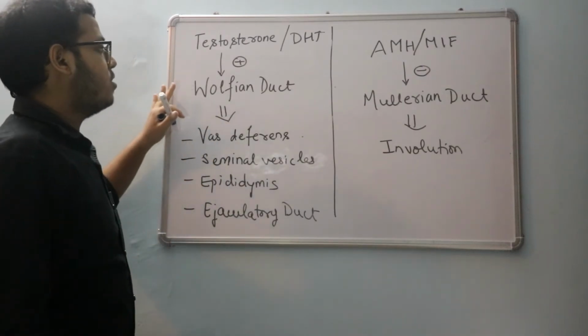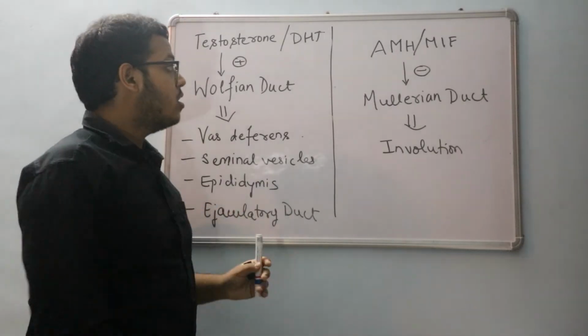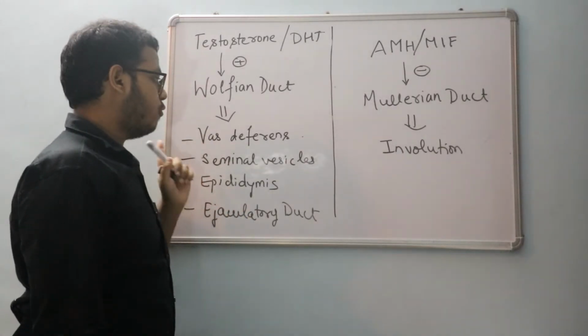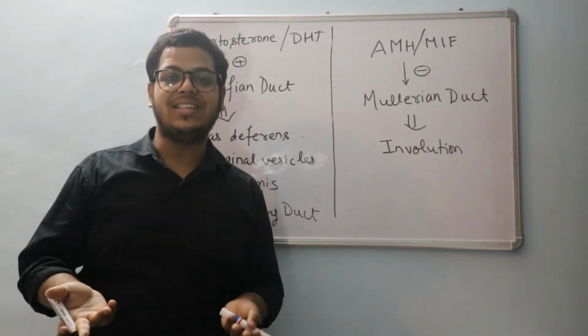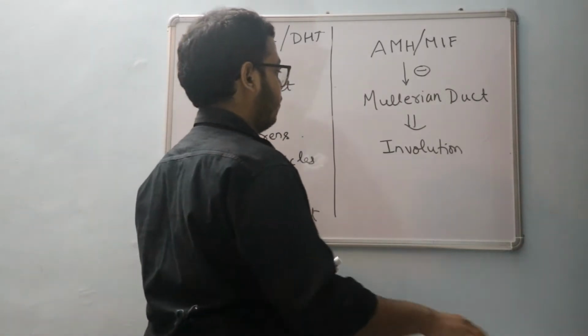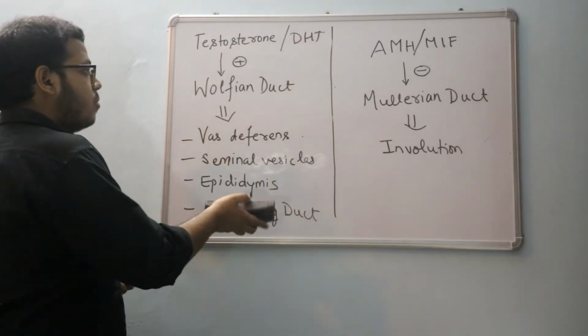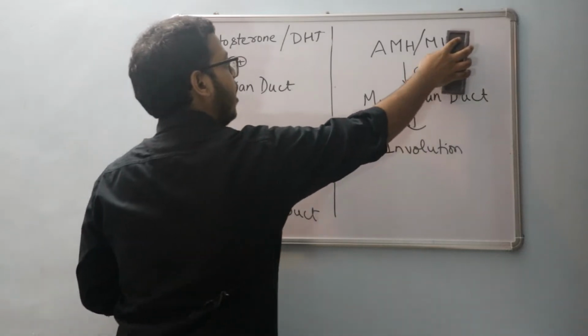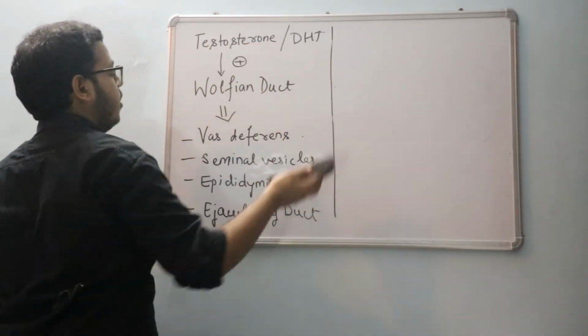In absence of testosterone, what will happen? The Wolffian duct will involute, that is, it will undergo degeneration. So this is about the male part, or the testes part. Now let us discuss the female part.